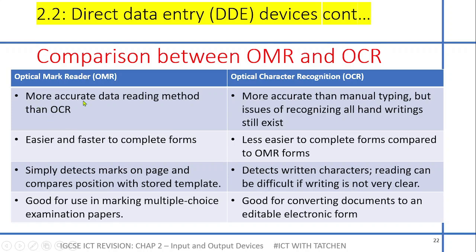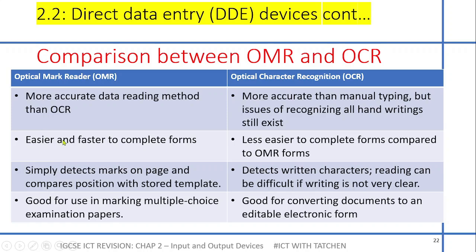The OMR is a more accurate data reading method than the OCR. Then we can also see that the OCR is more accurate than manual typing, but issues of recognizing all handwriting still exist. Yeah, so the OCR does character to text, so it still has some issues recognizing handwriting.